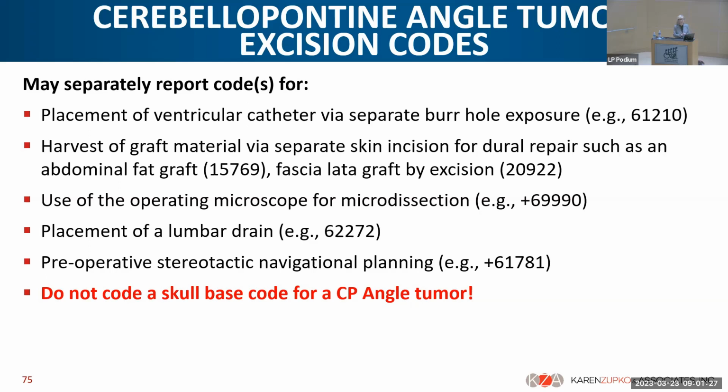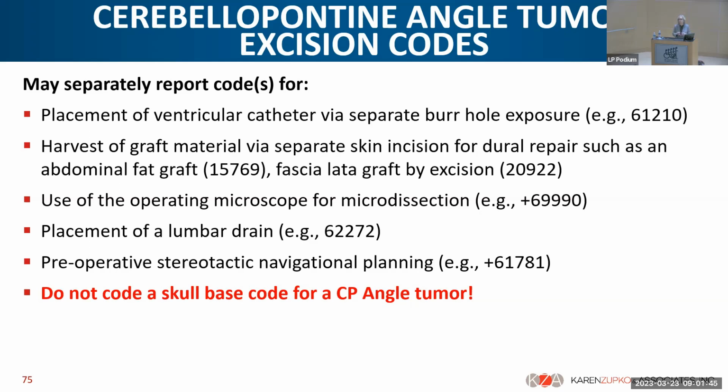And with a CP angle tumor, if you want to do a ventricular catheter, it's always going to be at a different location. So you're going to put a frontal ventricular catheter in. So right there, we've got almost 5 codes. If we used all of these in a CP angle code, all of these could be separately billable and payable.